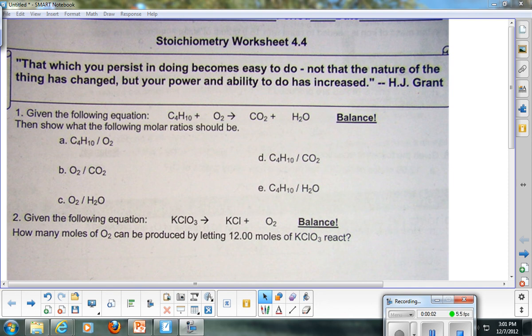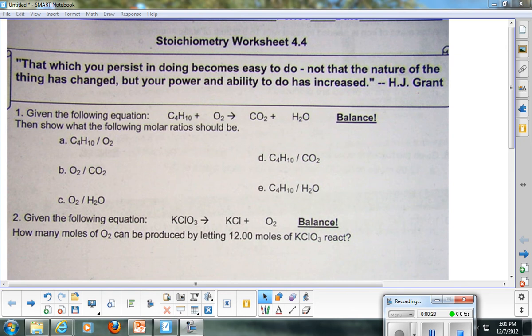Okay, here is a real quick review if you missed when I introduced stoichiometry. Stoichiometry is just a ratio, just like a recipe. I love this quote by H.J. Grant. I believe it's from Emerson originally. That which you persist in doing becomes easy, not because the nature of the thing has changed, but the power and ability to do so has increased.